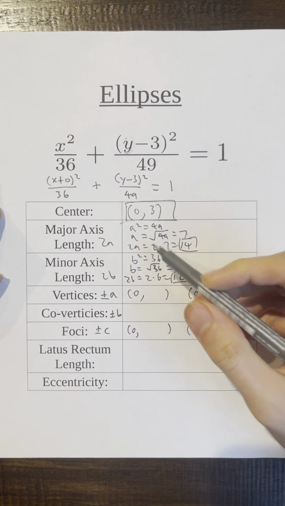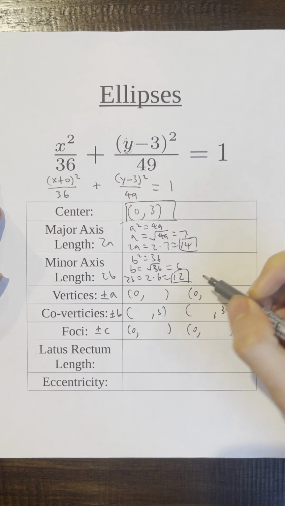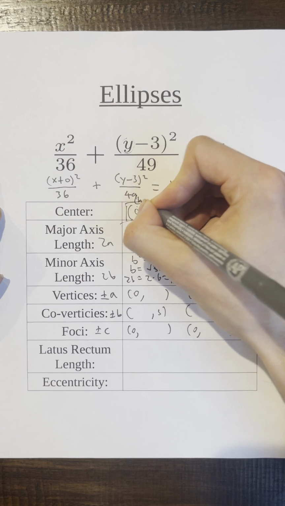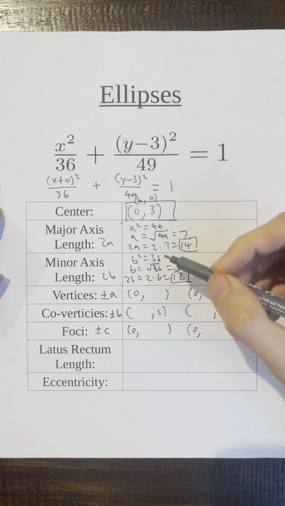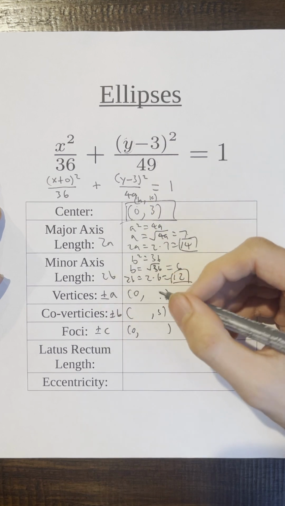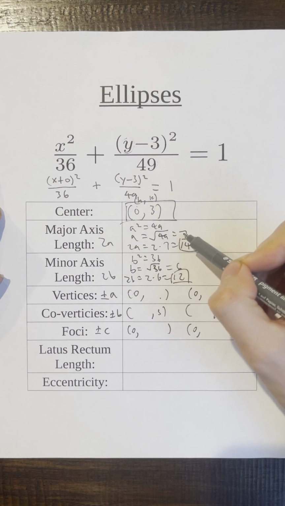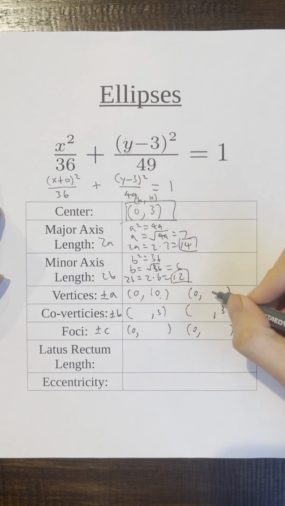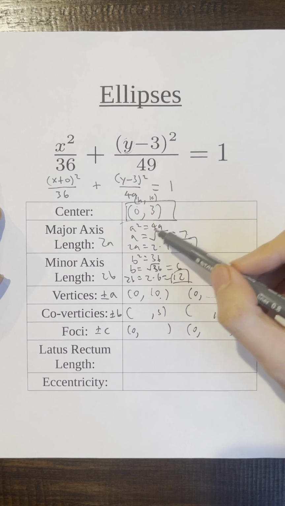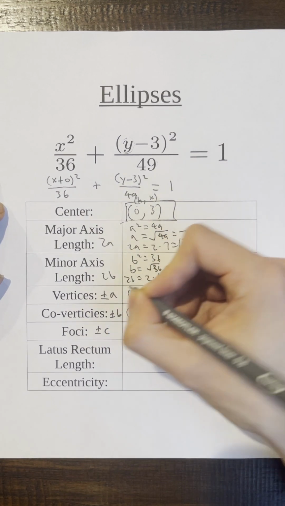For the co-vertices, it's the opposite. Okay, and all right, so this is h. I'll just write h and k here. And so what goes here? It's going to be k plus a. So 3 plus 7 is just 10. And then this one's 3 minus 7, k minus a. So 3 minus 7, that is negative 4.